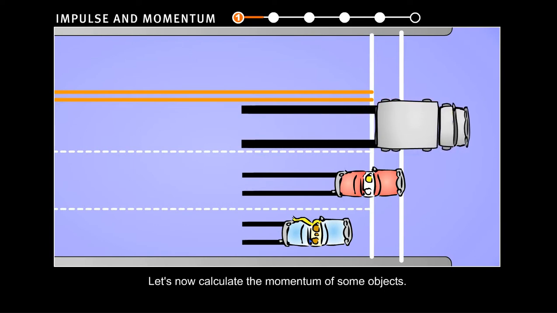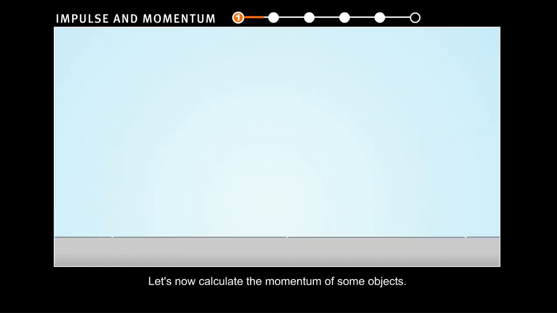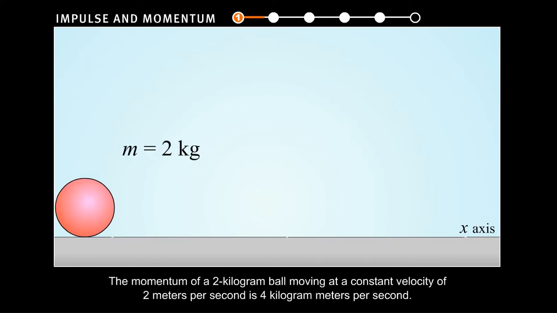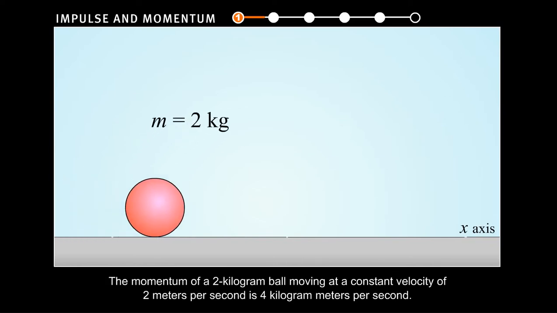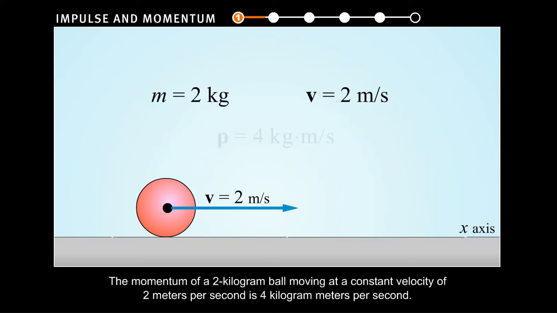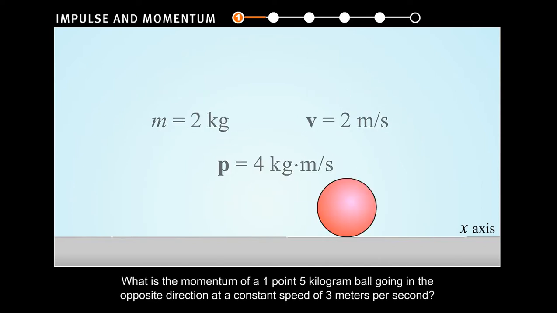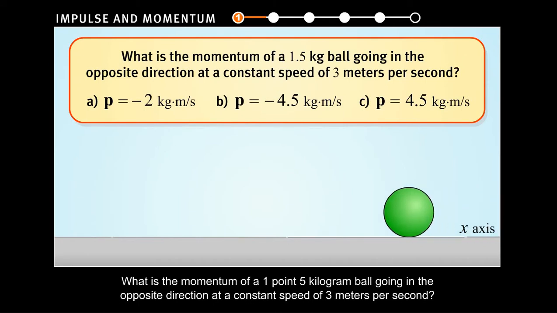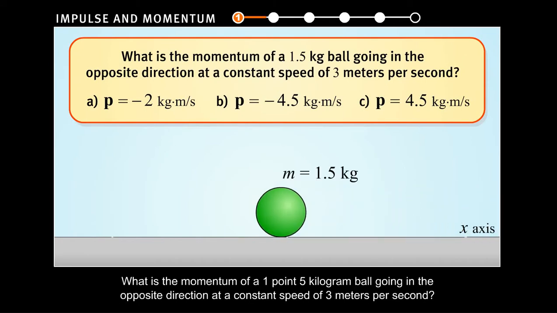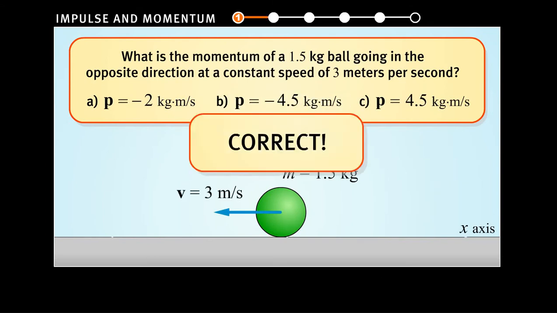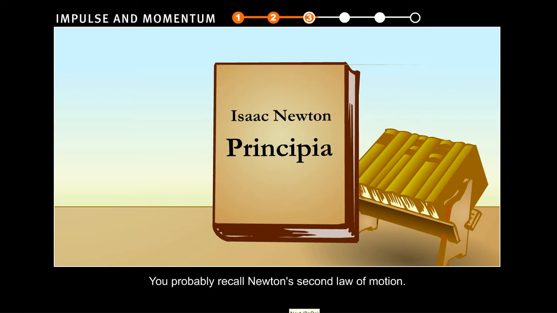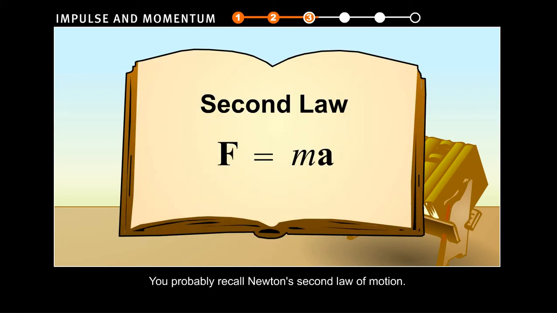Let's now calculate the momentum of some objects. The momentum of a 2-kilogram ball moving at a constant velocity of 2 meters per second is 4 kilogram meters per second. What is the momentum of a 1.5 kilogram ball going in the opposite direction at a constant speed of 3 meters per second? Correct.